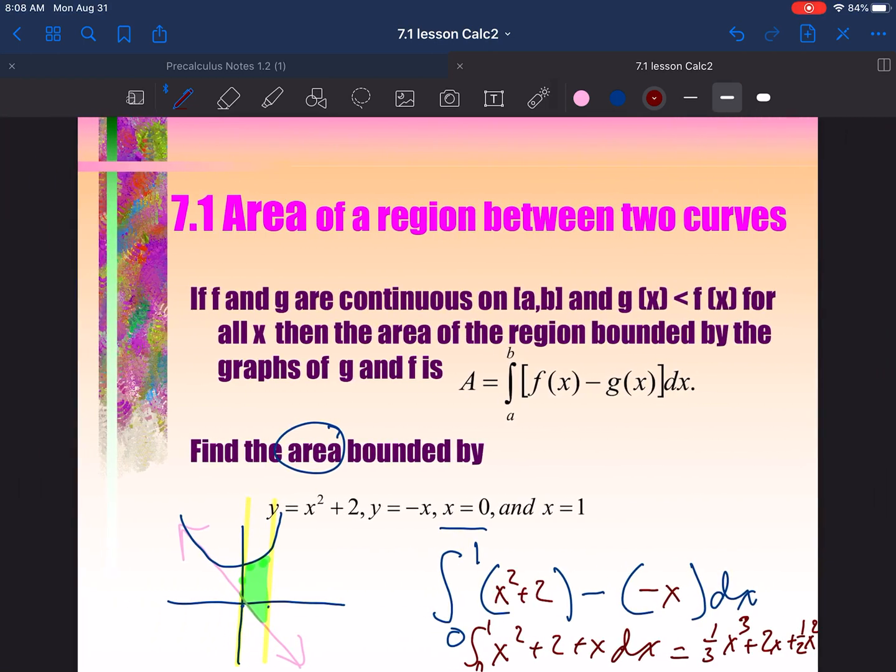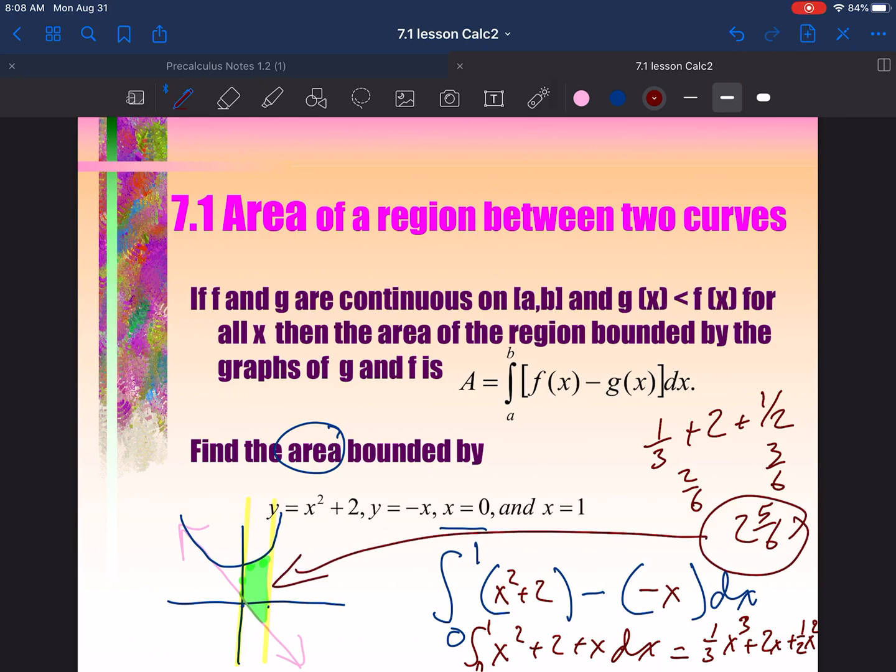And then you can integrate from 0 to 1, plug in the 1, and you get 1/3 plus 2 plus 1/2. 1/3 plus 1/2 is, let's see, 1/3 plus 2 plus the 1/2. 1/3 is 2/6. 1/2 is 3/6. So together we get 2 and 5/6. So that'll be our total area for that green little section.